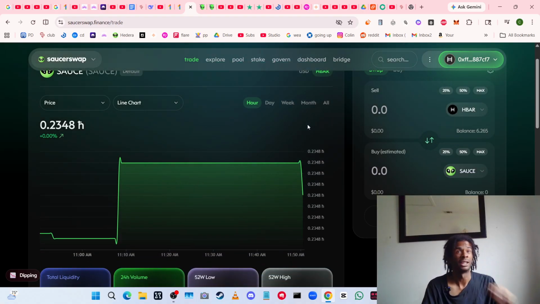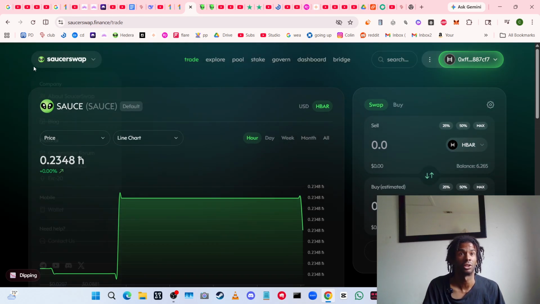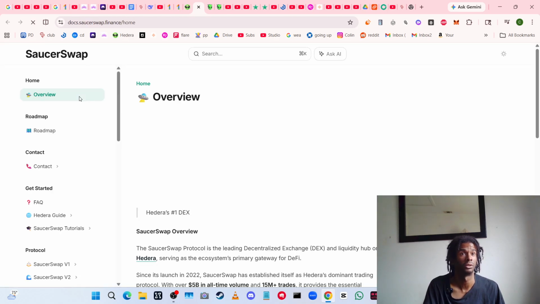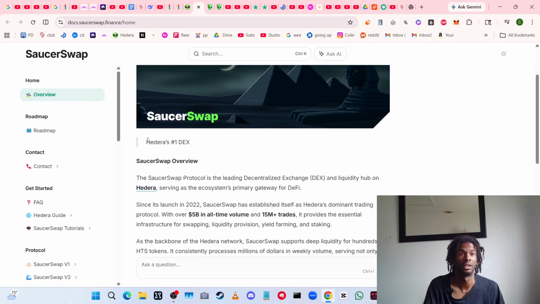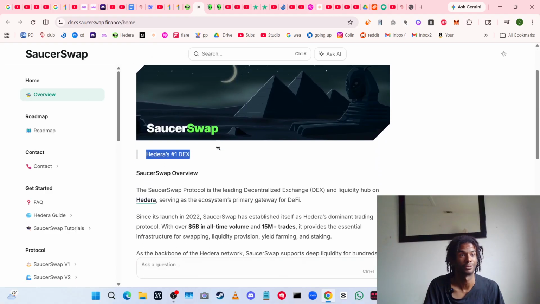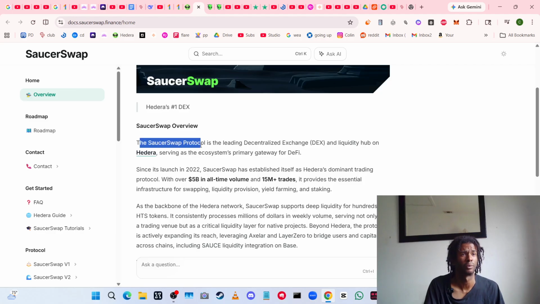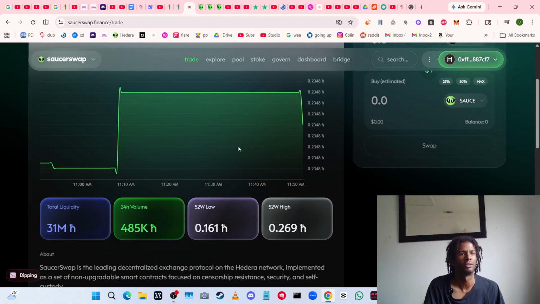So I'm going to show you all this website. It's called Saucerswap, so y'all can go check it out. It's Hedera's number one DEX. That's what they say. The Saucerswap protocol is the leading decentralized liquidity hub on Hedera. It launched in 2022, with 5 billion in all-time value and 15 million trades. Okay, that's great for them.